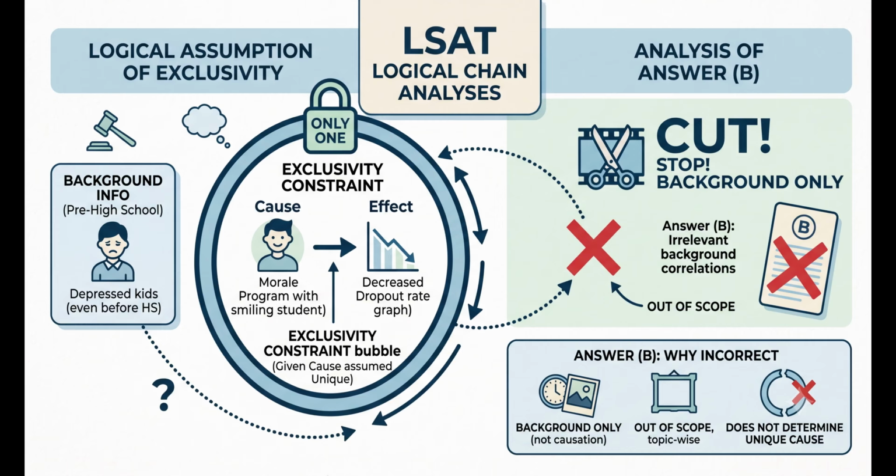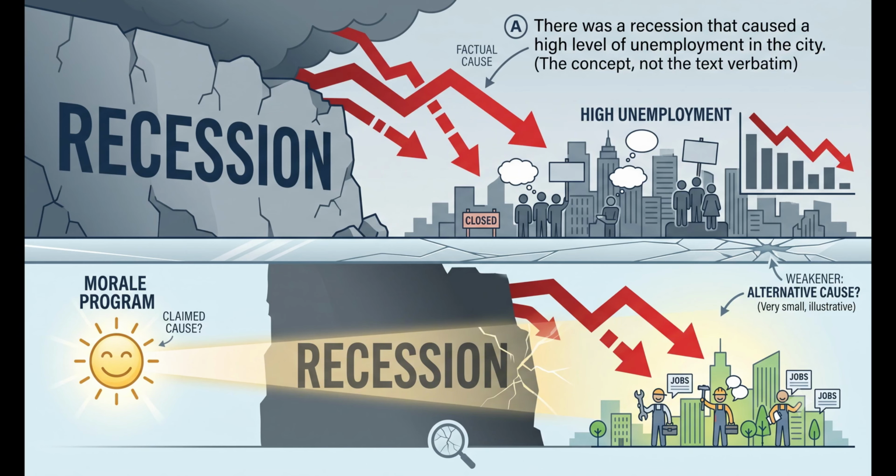Alright, let's move on to A now. A. There was a recession that caused a high level of unemployment in the city. Unlike E and D, which were merely informational, where nothing actually happens, A presents an actual fact. If high school dropouts had fewer places to go than before, then perhaps it was not only the morale-boosting program that was in play. That alone, raising even the slightest possibility of another factor being a possible cause, is sufficient to be the correct weakener. A is a classic: one weakener suggests an alternative cause.